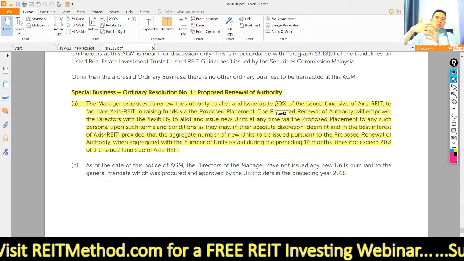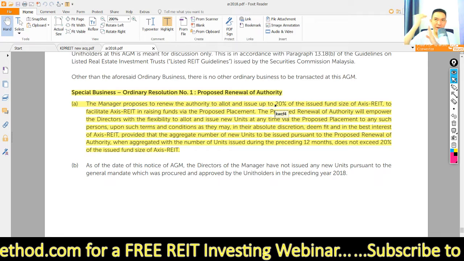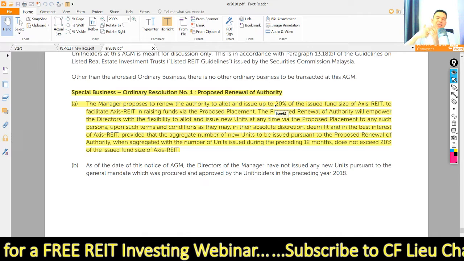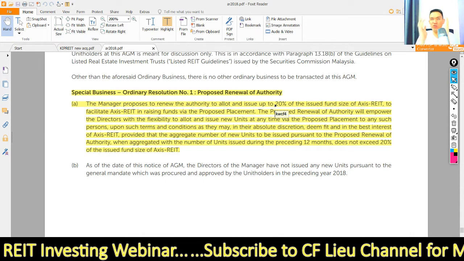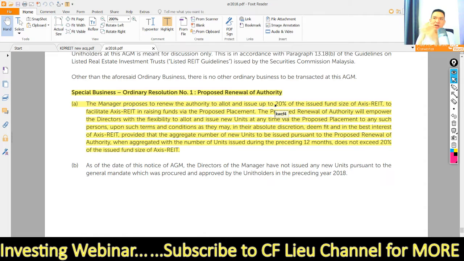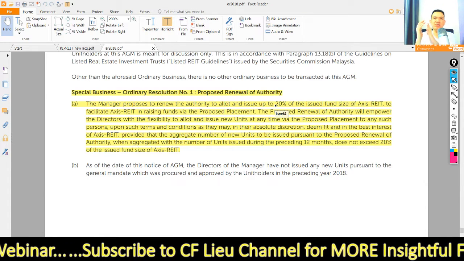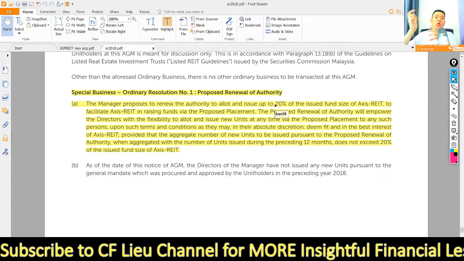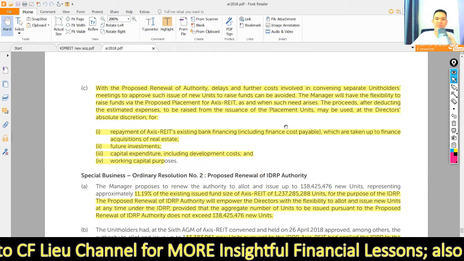Of course, it's not the industry practice standard to say renew this authority to just do private placement for 10 years, which is why they have to say that the authority is only 1 year. Every year it renews. If shareholders approve it, then for the next 12 months, if there's any need to do private placement, they will do it because it has already been pre-approved. Okay, so this is what it means.